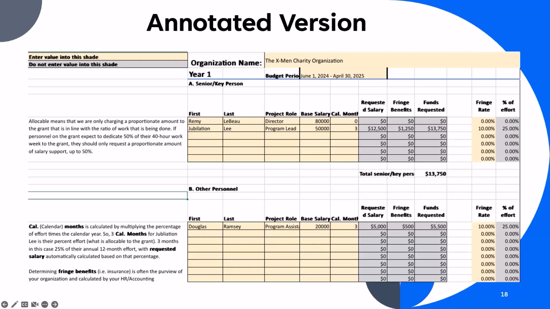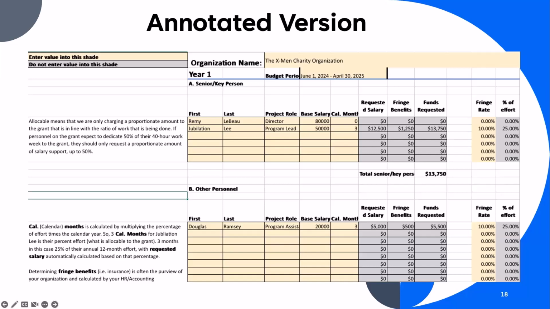For an example, we put, allocable means that we are only charging a proportionate amount to the grant that is in line with the ratio of work that is being done. All that means is that if we put someone in at 50% of their time, we should only be requesting 50% of their time, right? The equivalent of that to what we're charging to the grant.